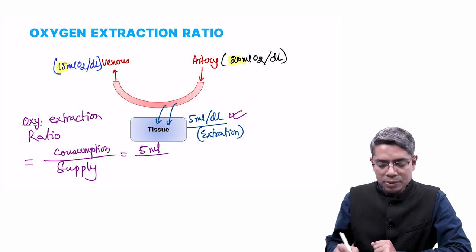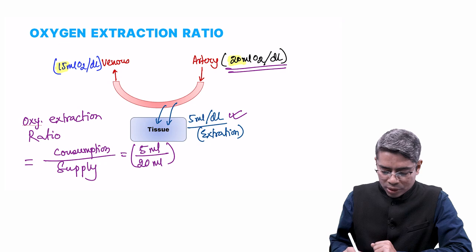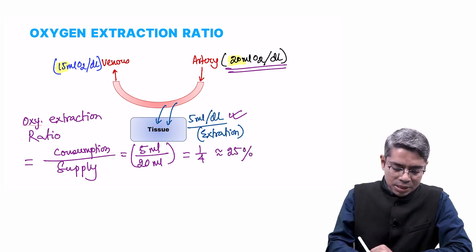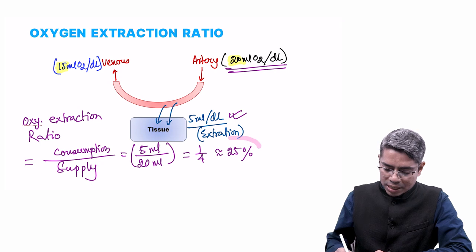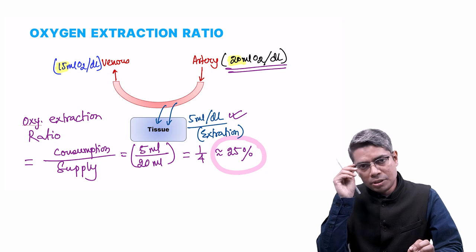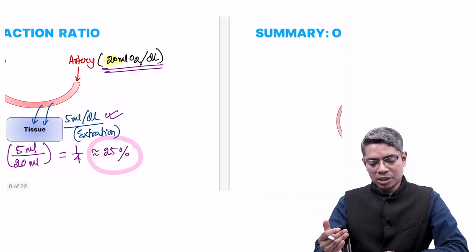And how much supply are you giving? The supply is given by the arterial blood. How much oxygen supply are you giving to the level of tissue? 20. So 5 upon 20, that is 1/4, or approximately 25%. So this has been asked in MCQ. So the oxygen extraction ratio at the level of tissue is 25%. So this is very easy. Now I hope you have understood how the oxygen is transported in the arterial blood.